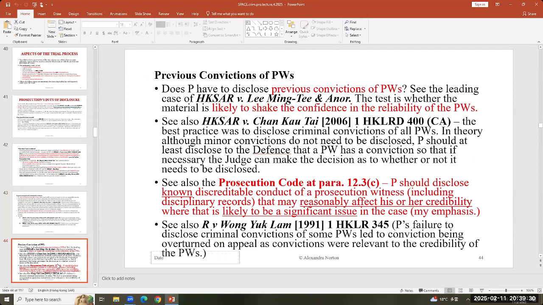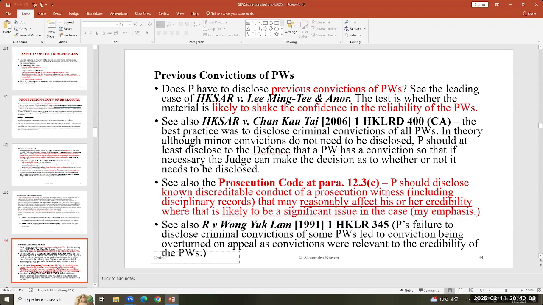So does the prosecution have to disclose previous convictions of prosecution witnesses? The test is whether the previous convictions are likely to shake the confidence in the reliability of the witness. So in other words, it's not a must that the prosecution have to disclose every single previous conviction, right? Imagine the conviction is spent, minor, completely irrelevant. This is basically saying that the prosecution don't have to disclose it.